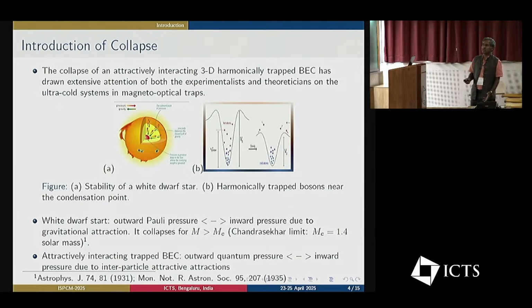So here there is a difference. For the white dwarf star, the outward pressure is the Pauli pressure, and for the trapped Bose-Einstein condensate, the outward pressure is the quantum pressure due to the zero-point motion of the particles.